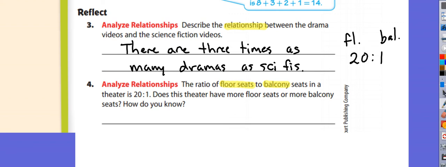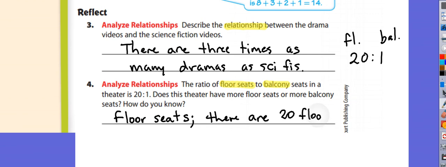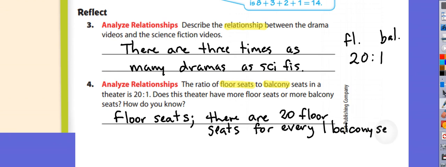Reread the question, does this theater have more floor seats or more balcony seats, and how do you know? I would say floor seats. And it says how do you know, and an unsophisticated answer would be because that's the first number, and that would be good enough. I'm going to again use that relationship idea. I would say something like what we said for number 3. I would say there are 20 floor seats for every 1 balcony seat. And I feel like that's a pretty good answer.